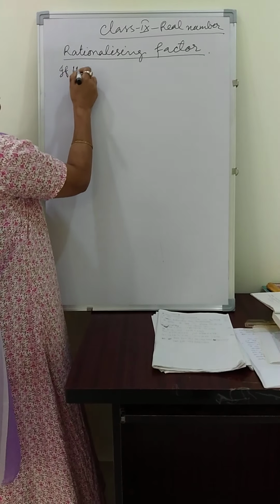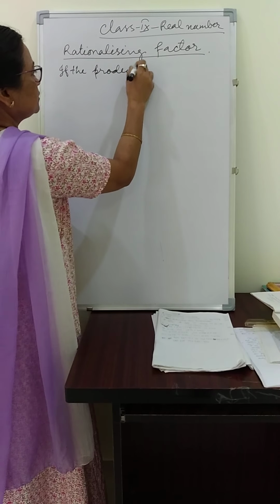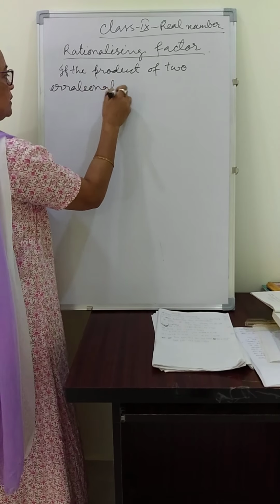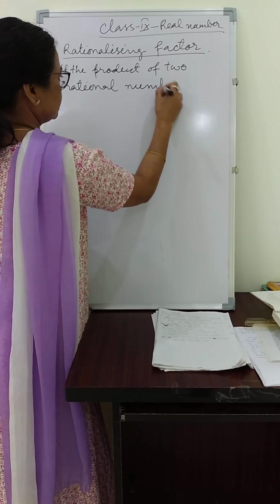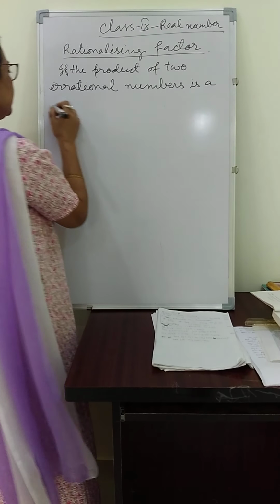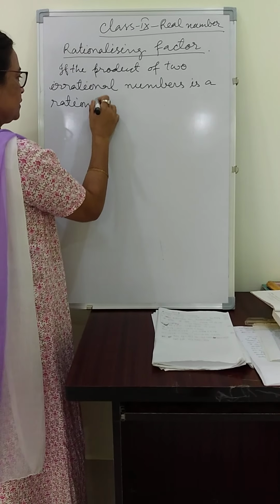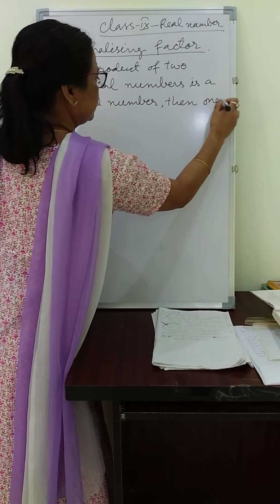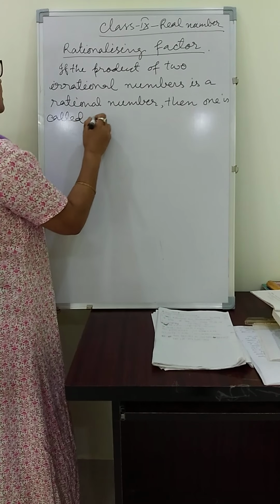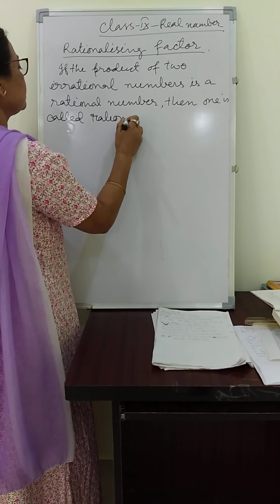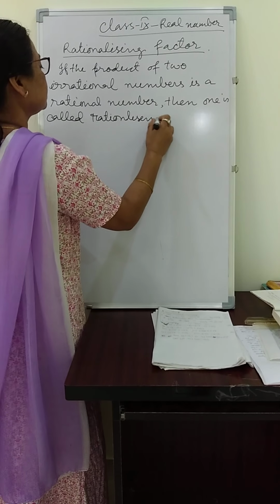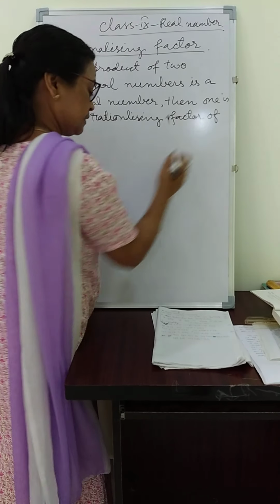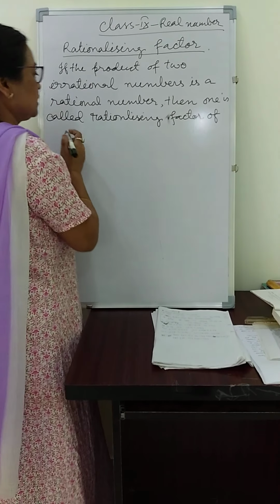So if the product of two irrational numbers is a rational number, then one is called the rationalizing factor of the other.